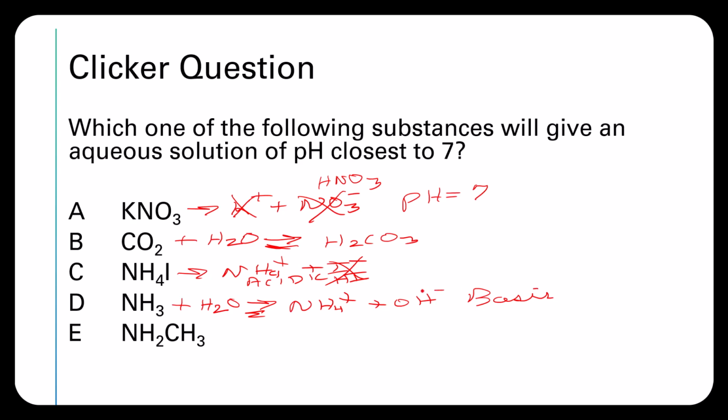And then here we have methylamine, which is very similar to ammonia. It is also going to combine with water and make methyl ammonium cation and hydroxide ion. So this would be basic.